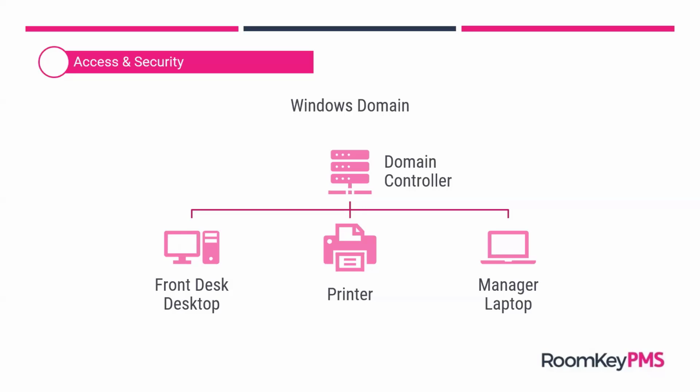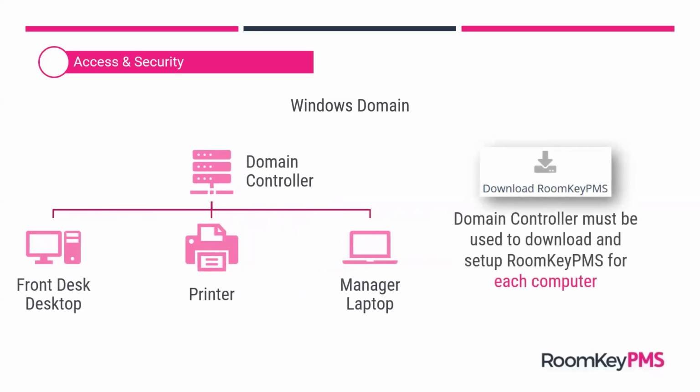The main thing that I want to highlight here with regards to Windows domains is that a domain controller must be used in order to download and set up RoomKey on each computer device. So when you have a Windows domain structure, you cannot just download RoomKey and use RoomKey directly from a front desk computer or a manager's laptop. You have to have that download and setup process at the domain controller level because the process of authentication that we use for security within RoomKey takes place at the domain controller and not the individual computers.